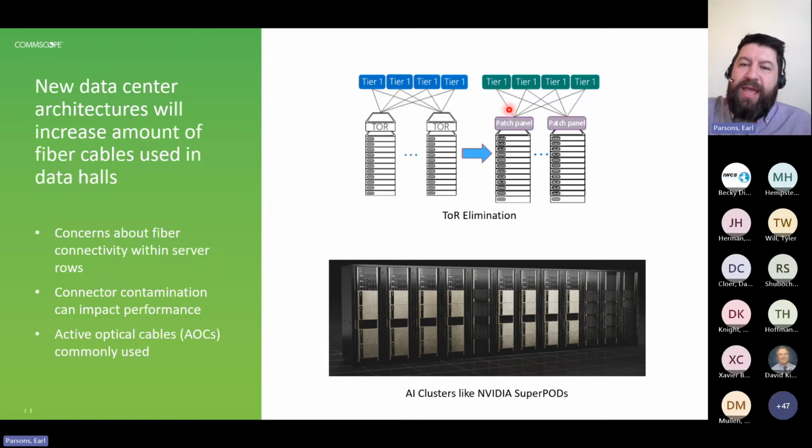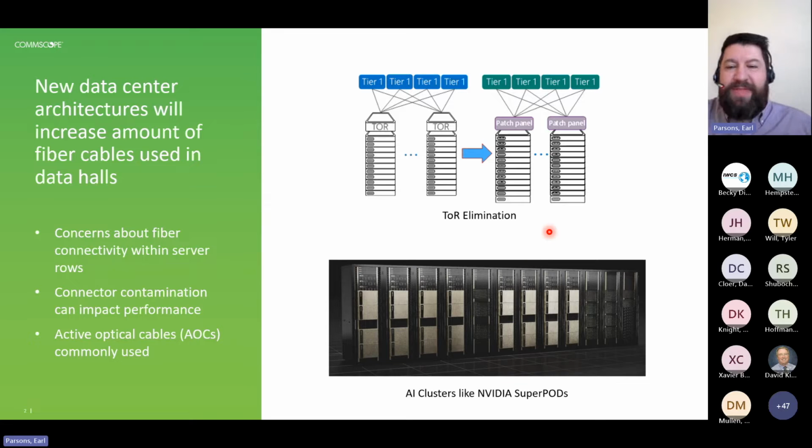So here's a concept. This has been presented a few places by people who work for Microsoft, where instead of having a TOR, we eliminate the TOR, we replace it with a patch panel, and then we connect each server to the tier 1 switch. And that could be in the middle of a row or an end of row. Now, the distance between the server and the tier 1 switch is too long for a copper cable, so these are done with fiber connectors.